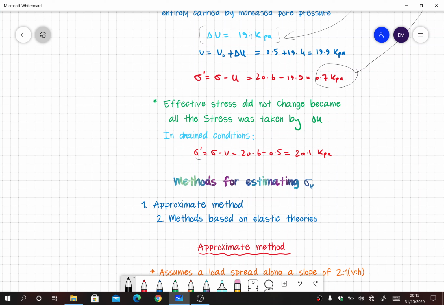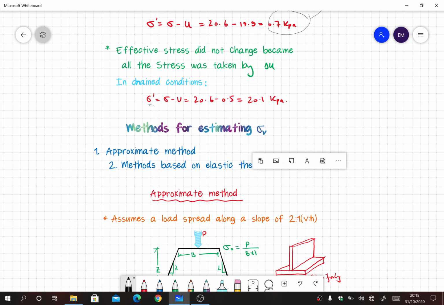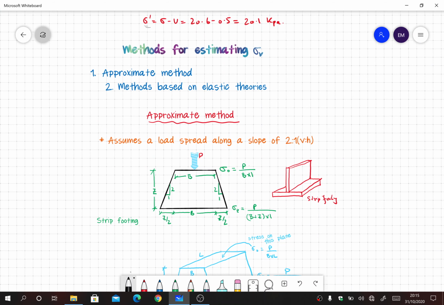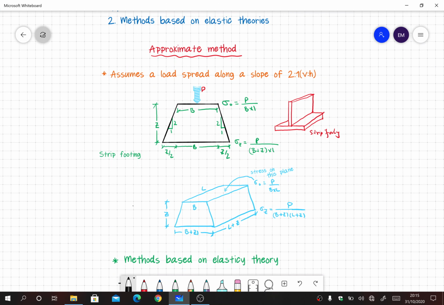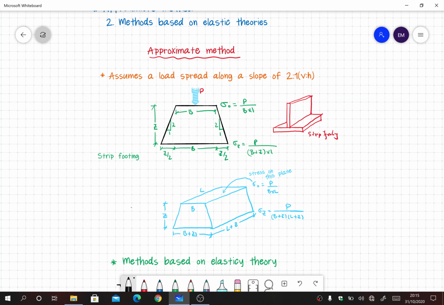Now we will see that if we apply a vertical load, that means an external loading on the soil, that is like ground surface or anywhere in the field, so how to calculate the stress transformation or stress distribution through the soil medium. So there are two methods to estimate the value of the stress that is applied externally. First one is called the approximate method, and the second one is called the method based on elastic theories. Now talking about the first method, that is the approximate method. So in this method we assume that the load distribution happens with a slope of 2:1.